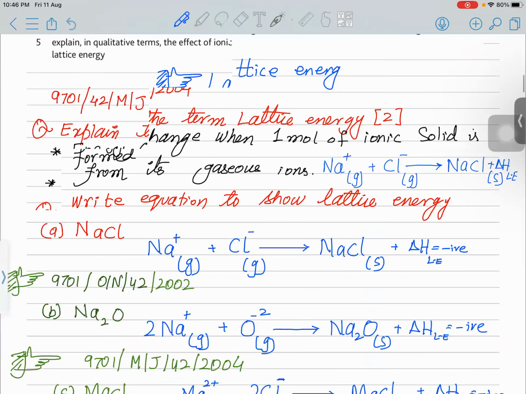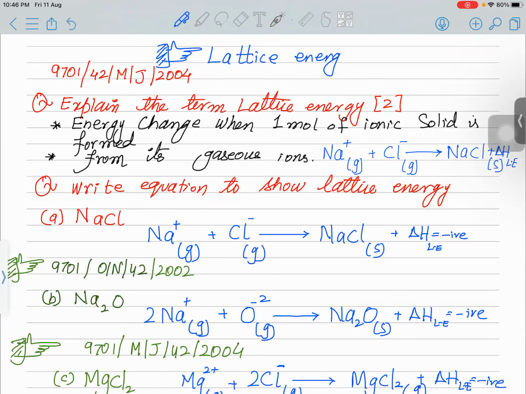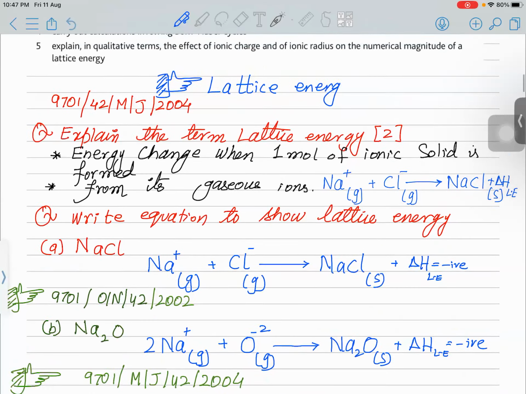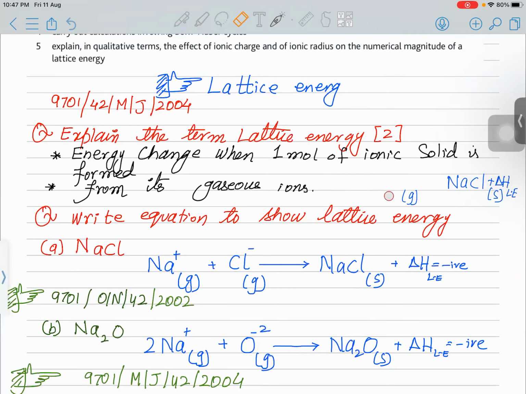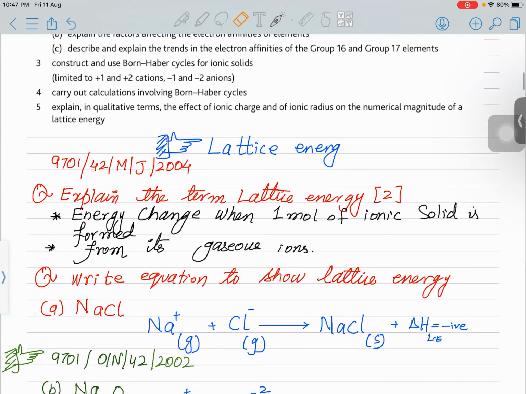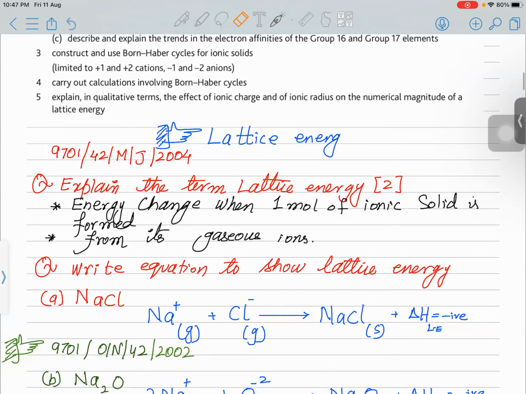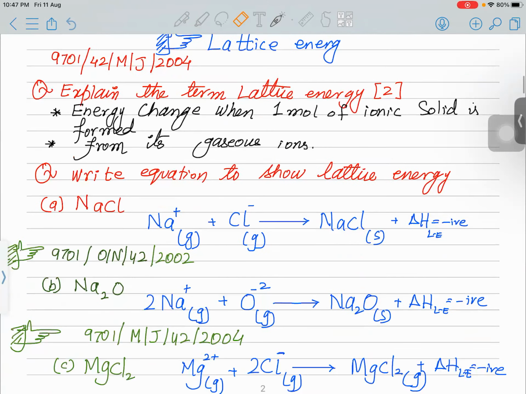Okay. Next question. Write equation to show lattice energy. So first example is, as we have discussed, gaseous sodium ion combined with Cl negative and form NaCl, right? Now second equation is Na2O.